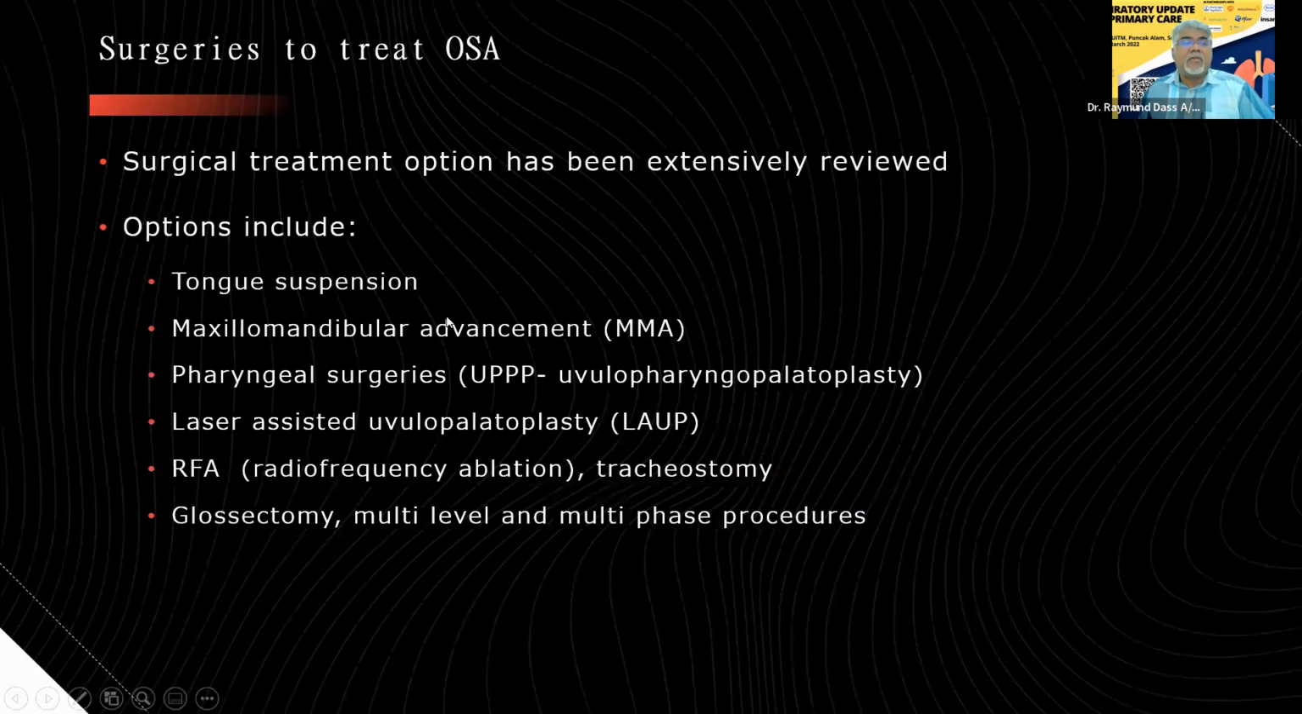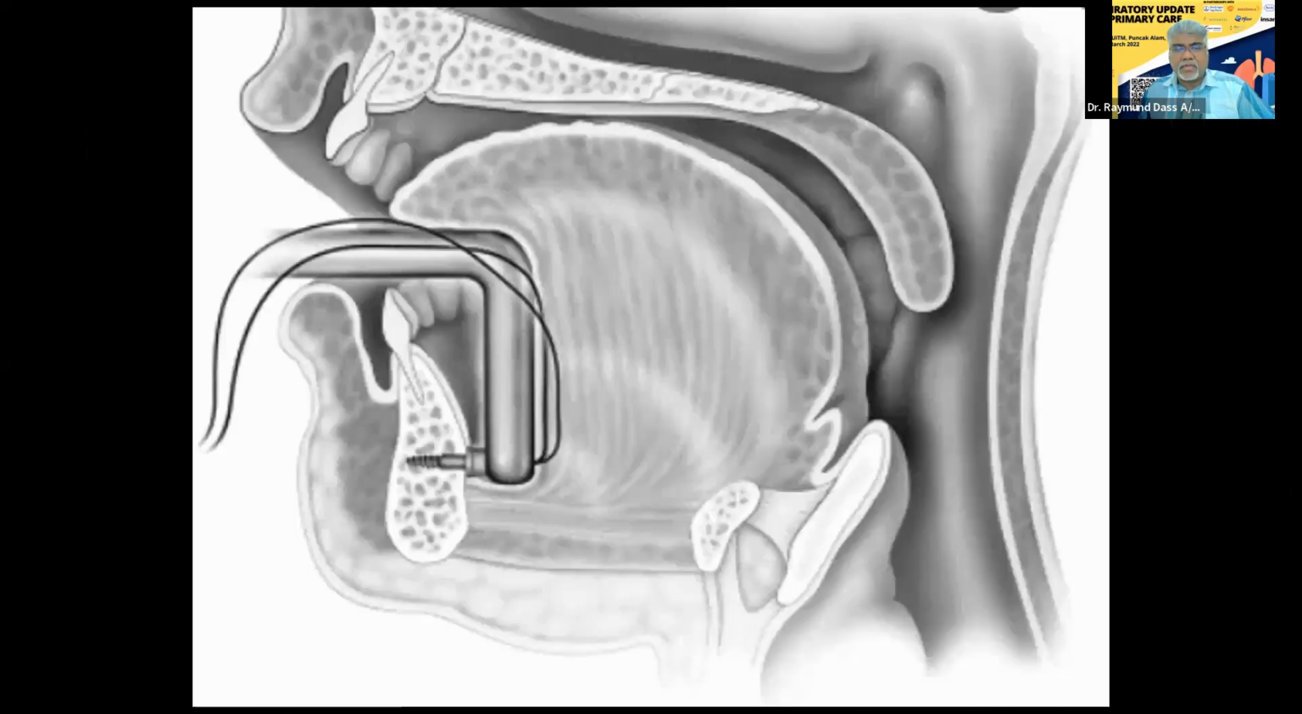So now, what are the surgeries that are available? We have tongue suspension, MMA, and UPPP. These are all basically done by our ENT colleagues, right? This is tongue suspension, where you have a device which you put in and screw into your mandible, and that pushes the tongue up and doesn't allow the tongue to fall back.